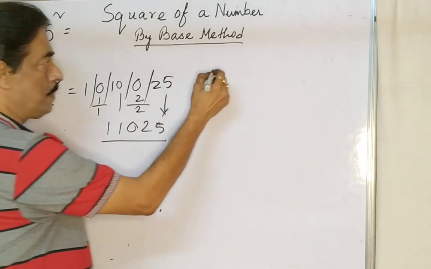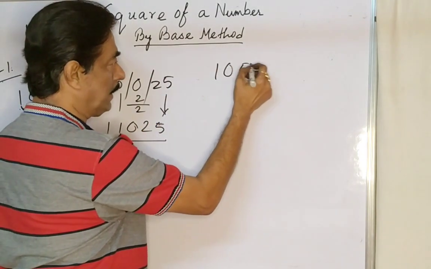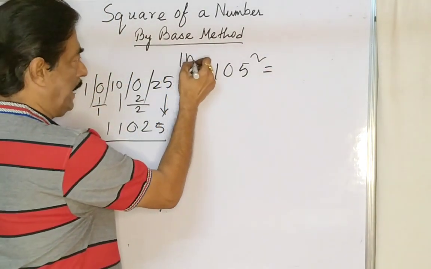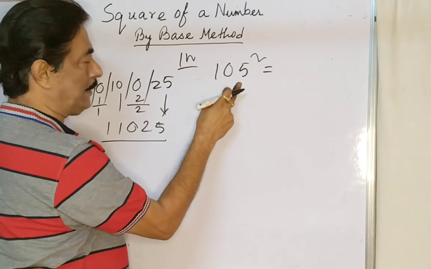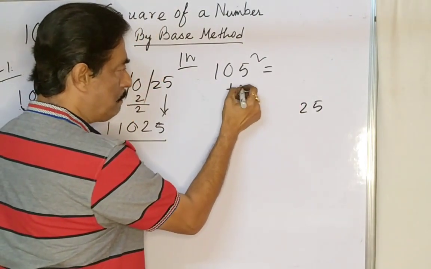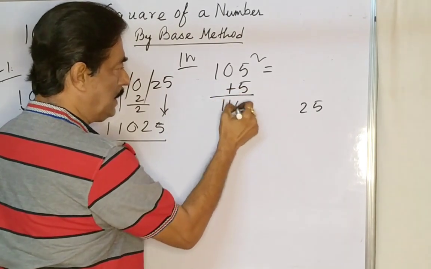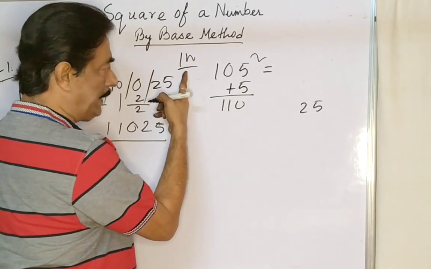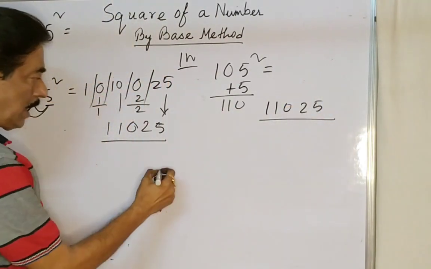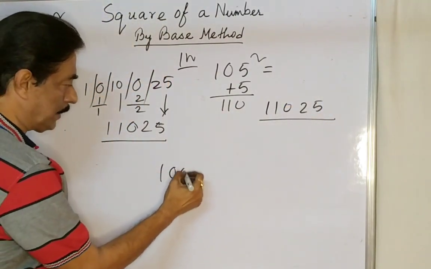Process number 2. 105 square, by the help of the base method. Your base is 100. This number is 5 more than the base. 5 square is 25. I write 25. As the number is more, add 5, 110. As the base is 100, no problem, so I can write 110. The second process.